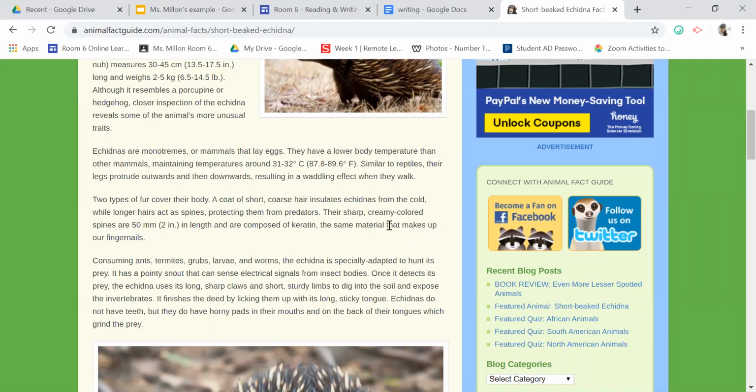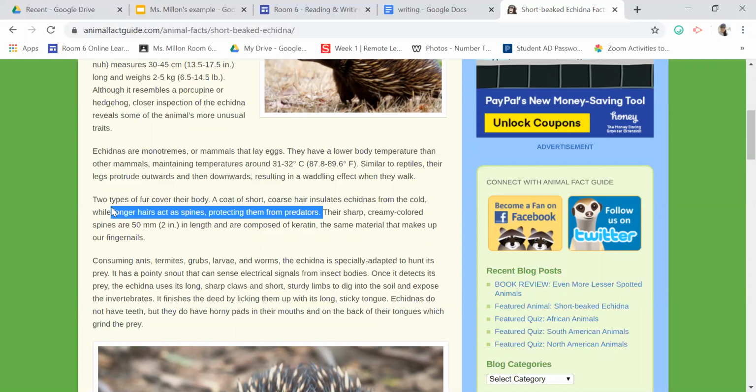And I really had to stop and think about that paragraph and if any of that information was relevant to what I'm trying to find, and it is. There was another adaptation that the author mentions there. I don't know if you guys caught it, but they also said that they have longer hair as well, that act as spines, and it protects them from predators. So I want to stop and think, how can I maybe switch those words around or use some synonyms there? How can I switch this around a little bit and use some different words to put this in Miss Millon's words, not to copy what the author said.